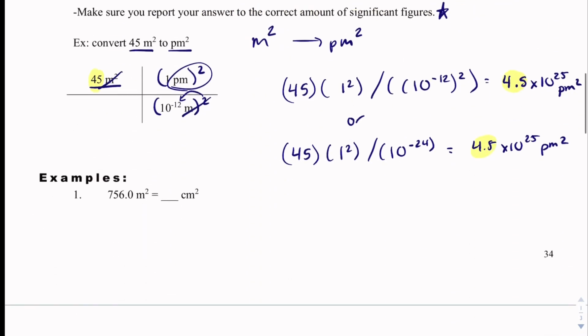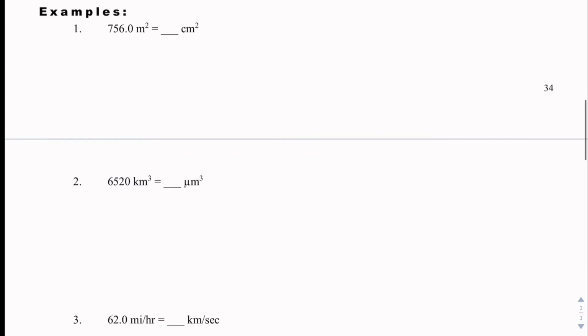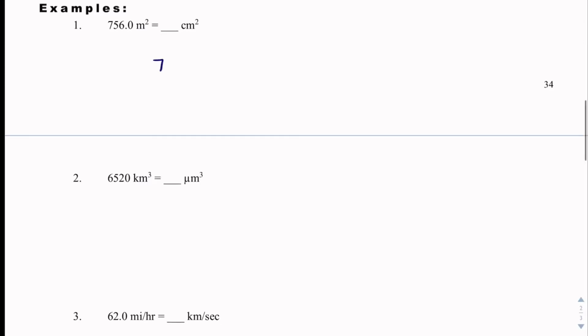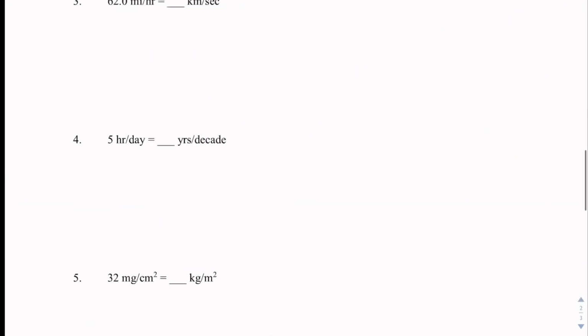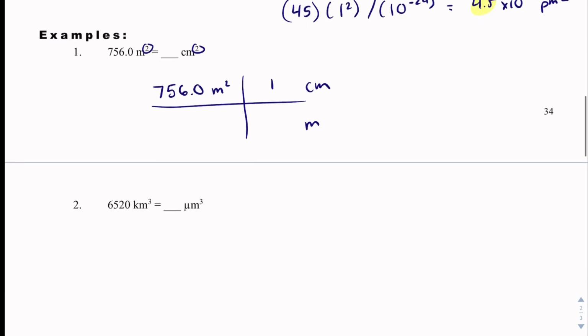Okay, so let's do some example problems. In example 1, we are given 756.0 meters squared, and we're going to go to centimeters squared. Remember what I said, let's ignore those squares right now. So let's just go from meters to centimeters. Centimeters has a prefix, so I'll put a 1 there. And 10 to the minus 2 corresponds to the prefix centi.